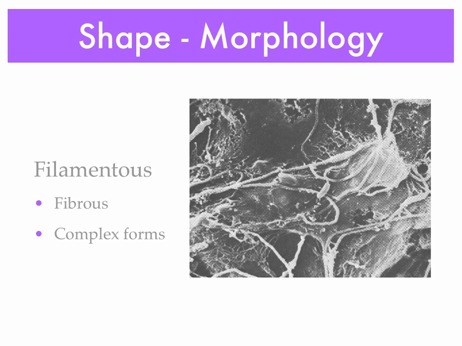A final shape used to categorize or classify bacteria is filamentous. So this is more fibrous. You can tell from the picture. And these actually come in many different complex forms and are still really being investigated heavily for classification.